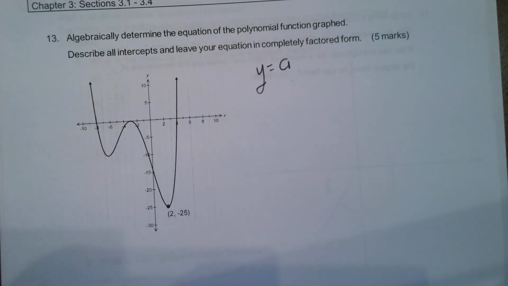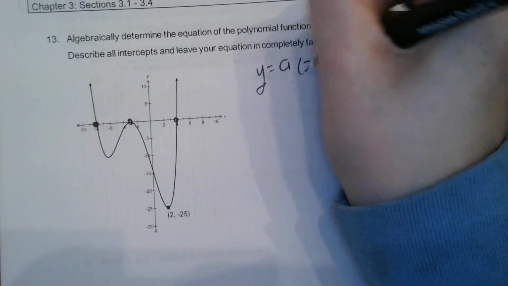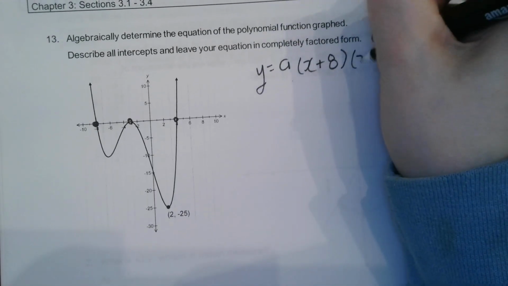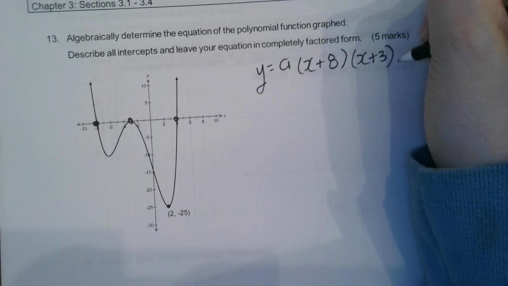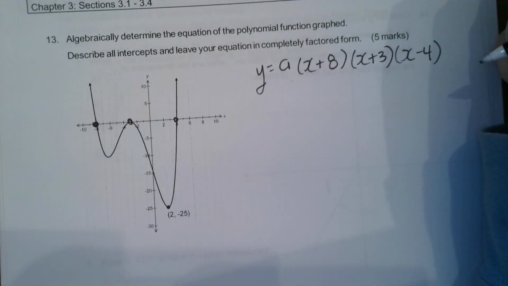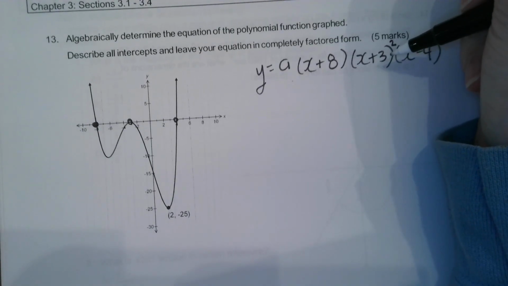So working backwards, start with your x-intercepts. I have one at -8, one at -3, one at +4. So -8 means it flips to a +8. -3 means it flips to a +3. +4 means that you leave it as a -4. And this 3 has a multiplicity of 2, so you need to put a square there.